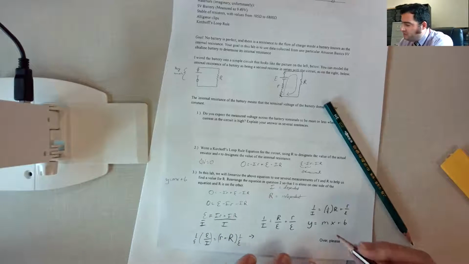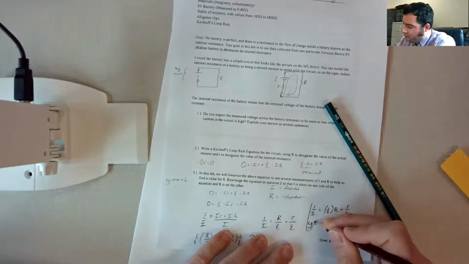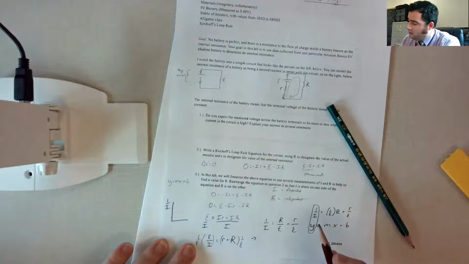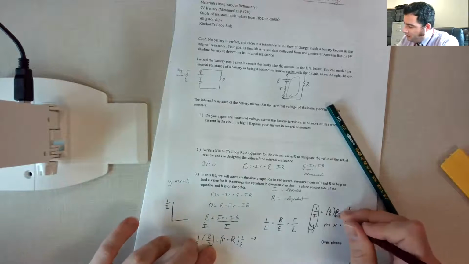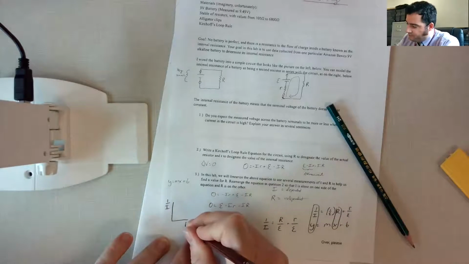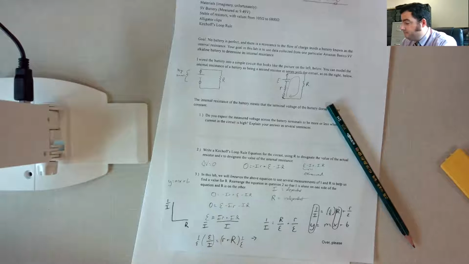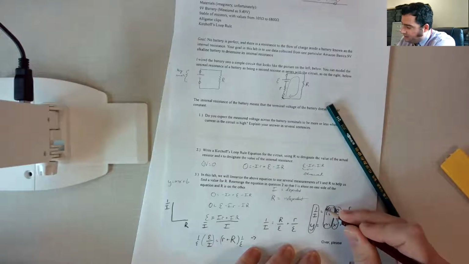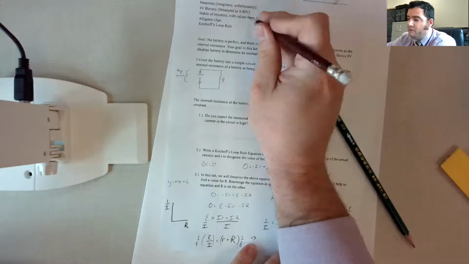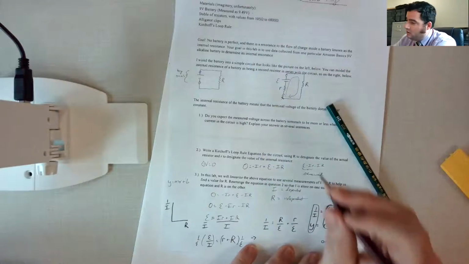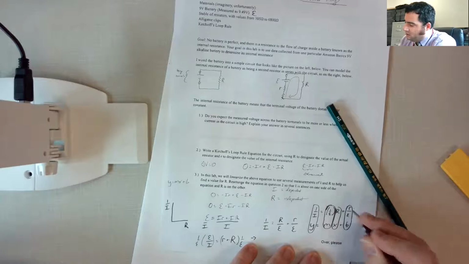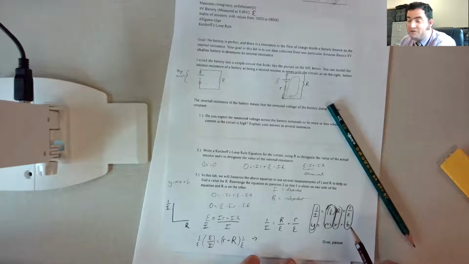And this tells me that if I put 1 over I on my y-axis and if I put R on my x-axis, I should get something linear. The slope of that line ought to be 1 over the battery's EMF, 9.49 volts in this case. And the intercept ought to be little r over the EMF. So in terms of what I want, I'm actually interested in the intercept in this case.